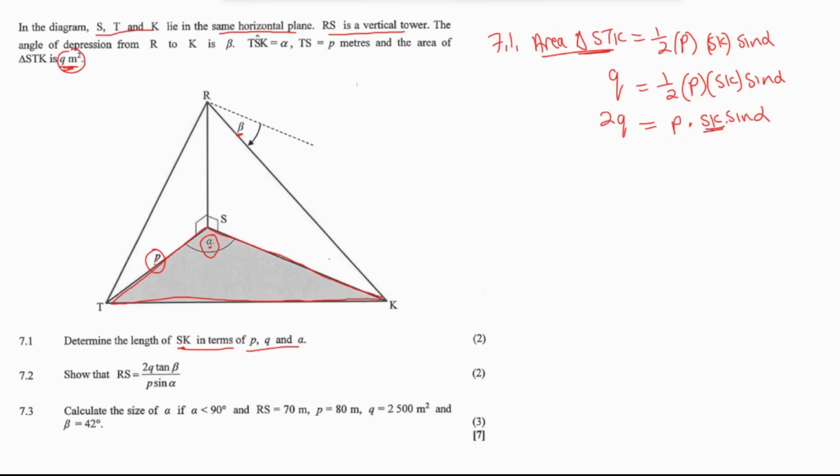Now we want SK as the subject, so we can divide by P sine alpha on both sides of the equation. So SK is equal to 2Q over P sine alpha. Now we have our SK in terms of Q, P, and sine alpha.